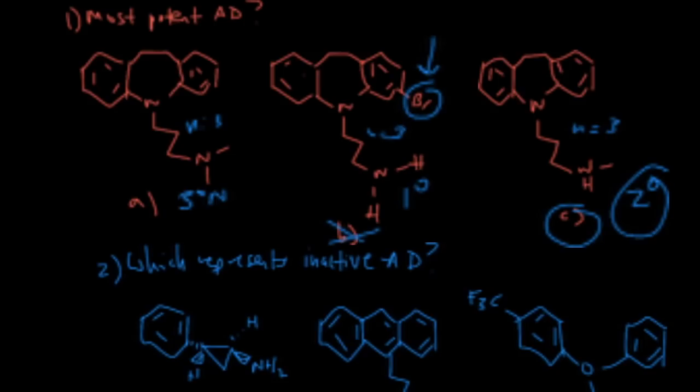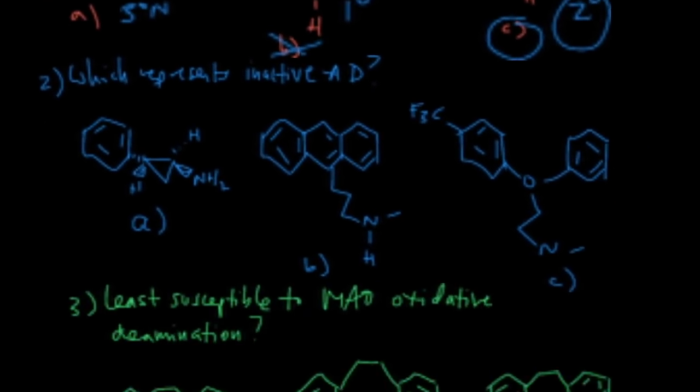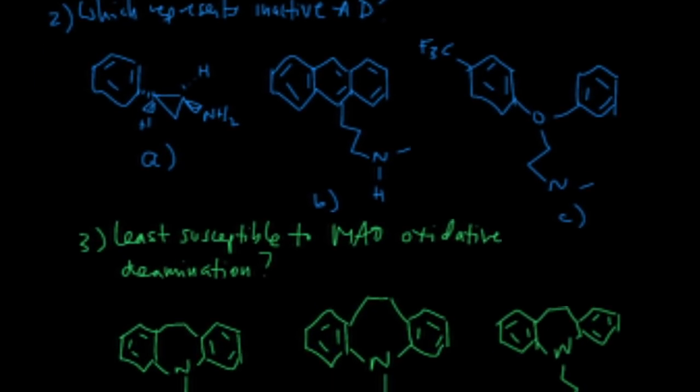You're left with A and C. Everything being equal, they have N equals 3, no substituents. However, C is more potent because it's a secondary amine. Remember, secondary amines are your most potent antidepressants. Number two, which represents an inactive antidepressant?